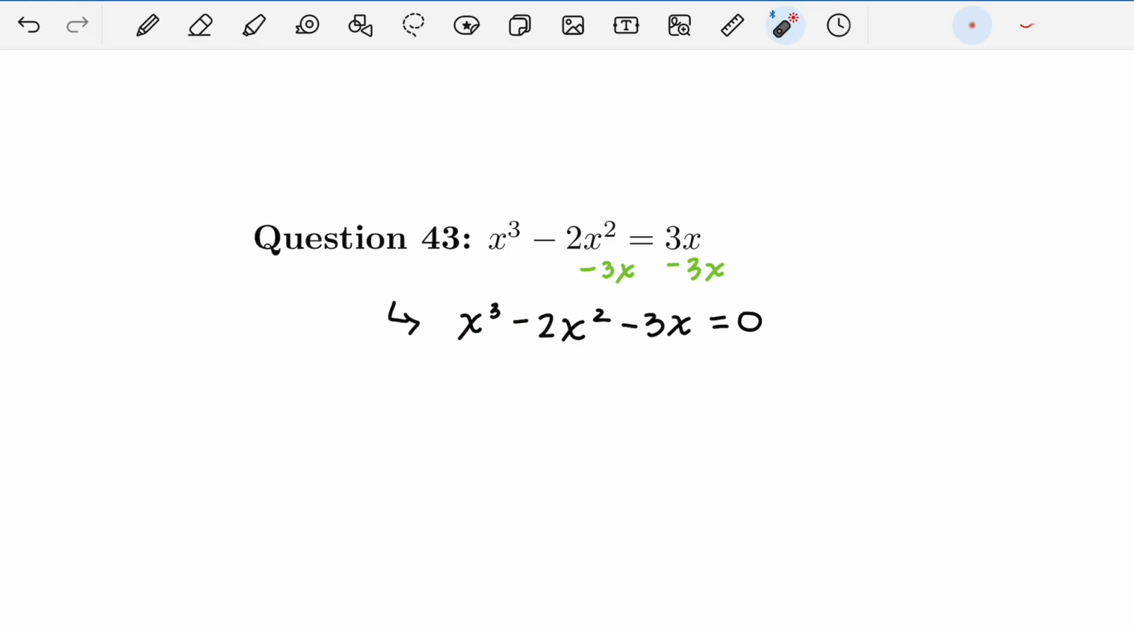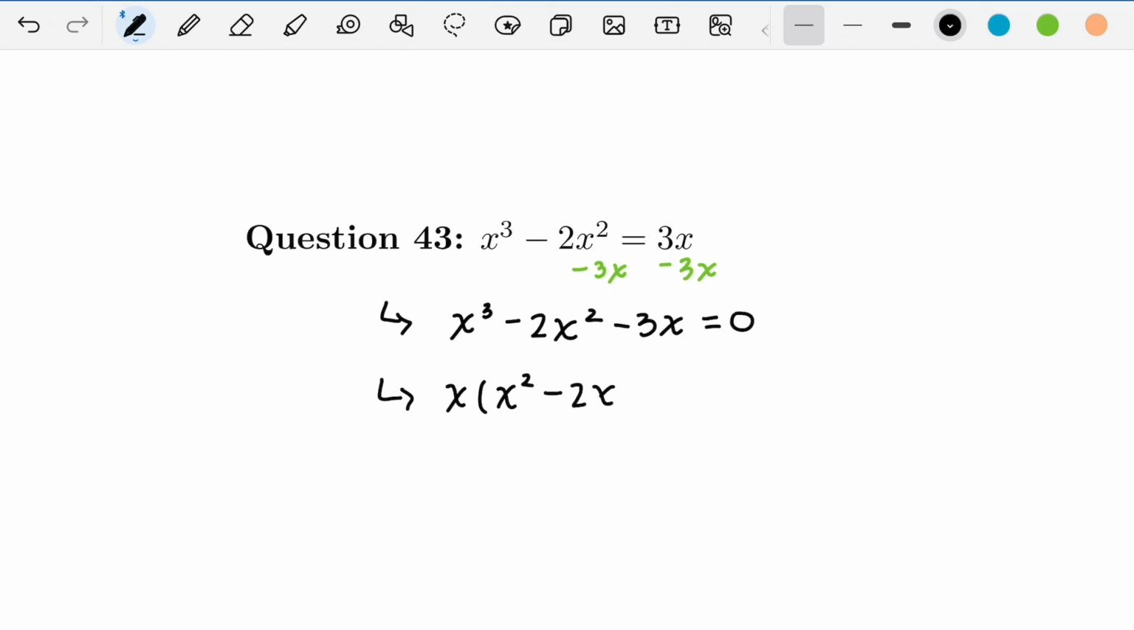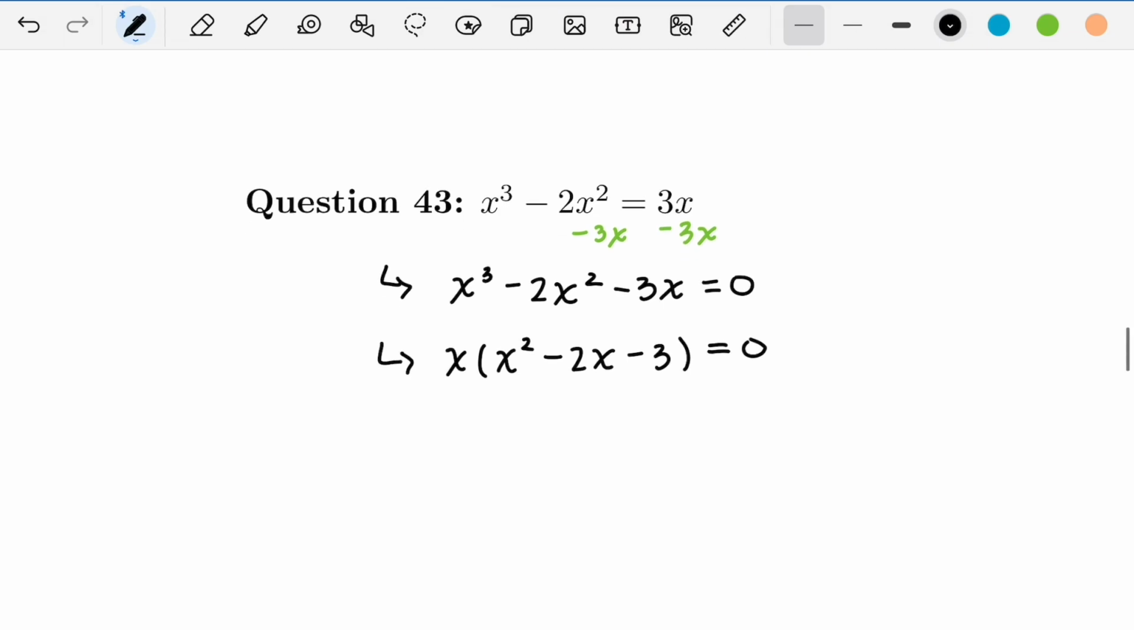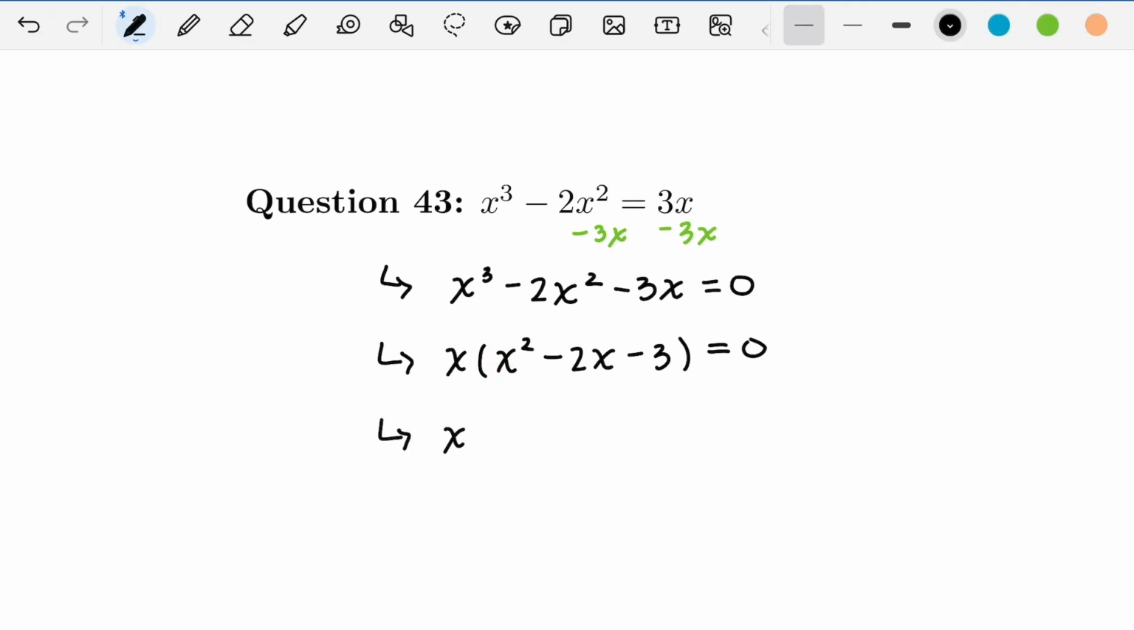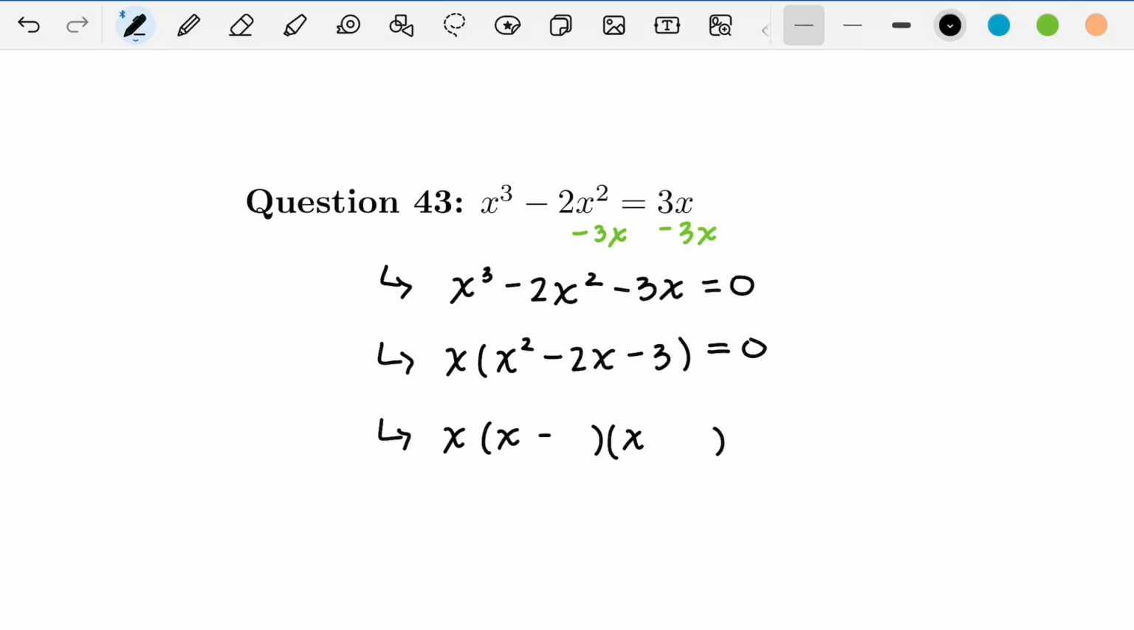But notice that we have x cubed, x squared, and x here. So all of these terms share a common factor of x. So we can pull that out, and the resulting polynomial on the inside is going to be easier to factor. Since the coefficient of x squared is 1, we know that the resulting binomials are going to be of this form. The two numbers that go here need to multiply to give us negative 3 and add to give us negative 2. Those numbers are negative 3 and positive 1.